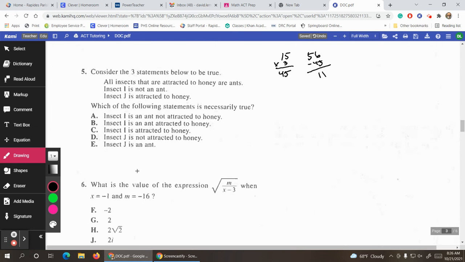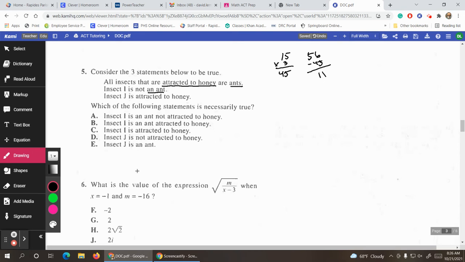All right. Number 5, consider the 3 statements below to be true. All insects that are attracted to honey are ants. So if it's an insect and it's attracted to honey, then it's going to be an ant. Insect I is not an ant. Well, this is an insect and it's not an ant. So that means it's not going to be attracted to honey either.